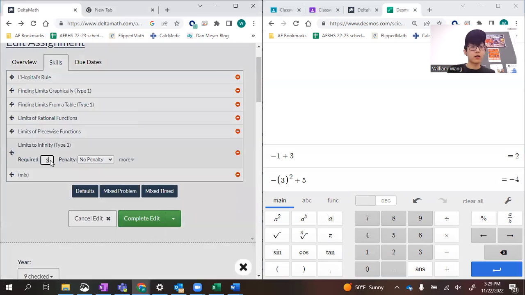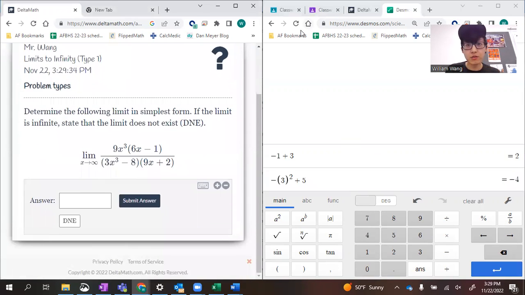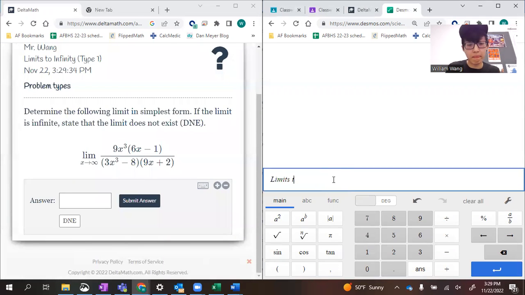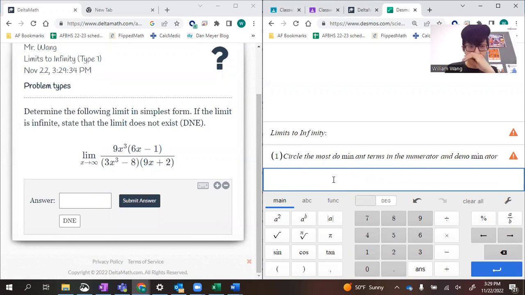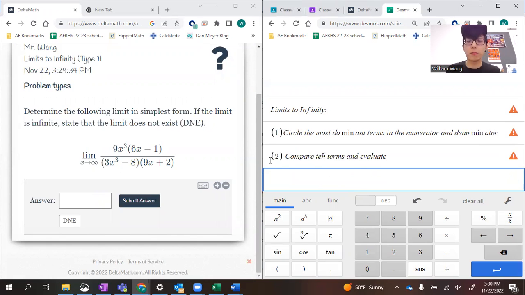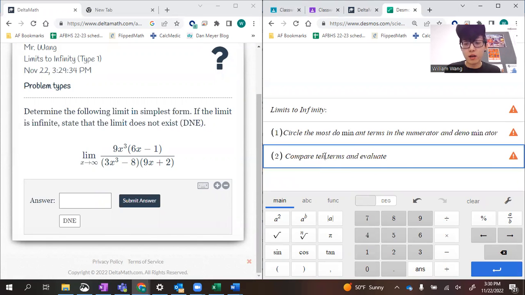Cool. Okay, limits to infinity. This is my strategy for limits to infinity. Step 1, circle the most dominant terms in the numerator and denominator, right? So let's circle the most dominant terms, or actually I'll write out the steps. Compare the terms and evaluate, right? We're going to compare the terms after and evaluate.